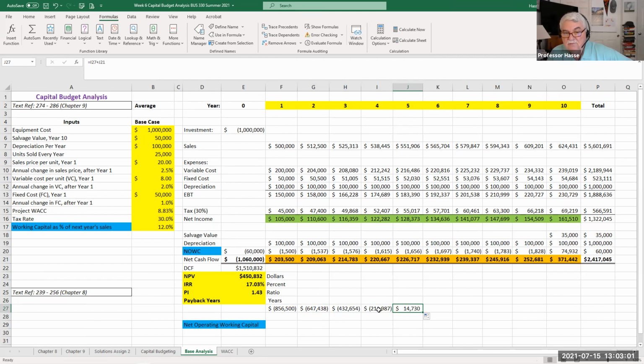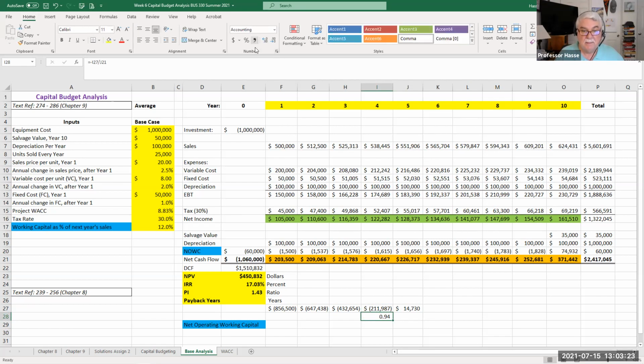1, 2, 3, 4. And what percentage is what's left to be paid back to the year 5 cash flow? Equals negative 211,987 divided by the year 5 cash flow. Put that into a decimal, not a dollar. 4.94 years to pay back. In other words, we are paying it back in a little bit less than 5 years. 4.94 of year 5 is paying, and then we pay back the $1,060,000. No discounted numbers here. It's just strictly a payback.